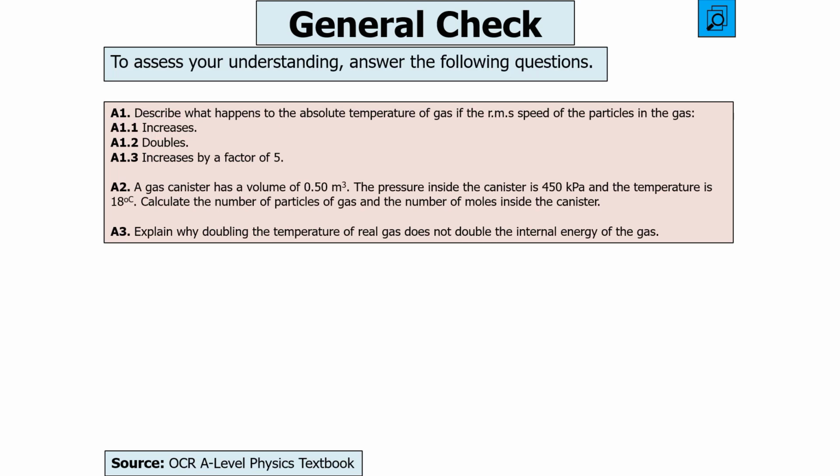The next question says, describe what happens to the absolute temperature of a gas if the RMS speed of the particles in the gas firstly increases, then doubles, then increases by a factor of 5.